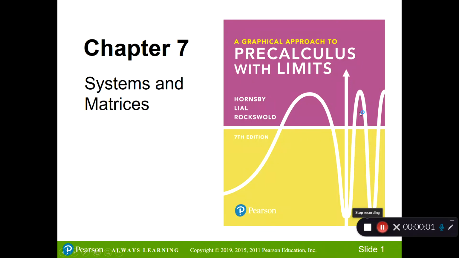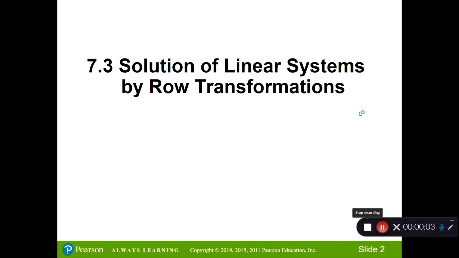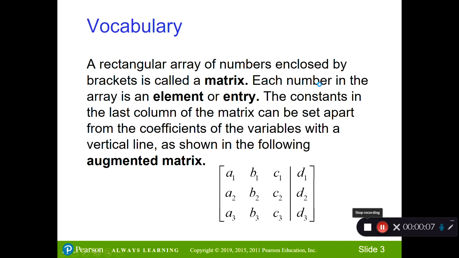Now we're going to use matrices to solve systems of equations. And to do that, we need to talk about row transformations first. So first of all, a matrix is just an array of numbers, and an augmented matrix is where we've got the last column delineated with that bar, and it's going to have exactly one more column than row. Now, why? We can use an augmented matrix to solve a system of equations.